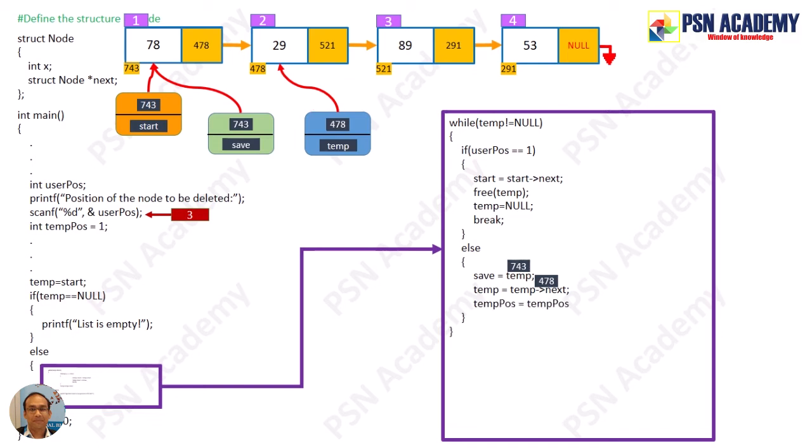Next, you update the position because you have moved the temp pointer from the first position to the second position. So temp_pos is now 2. It started with 1, just remember that. So when you write temp_pos equal to temp_pos plus 1, temp_pos is now 2.